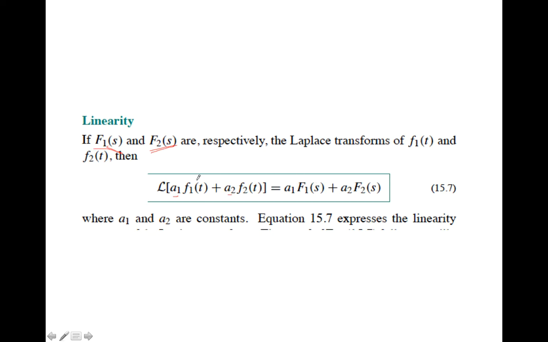So we can transform f1 and get its transform. We can transform f2 and get its transform. The constants a1 and a2 remain the same. This is basically the property of linearity, or superposition.